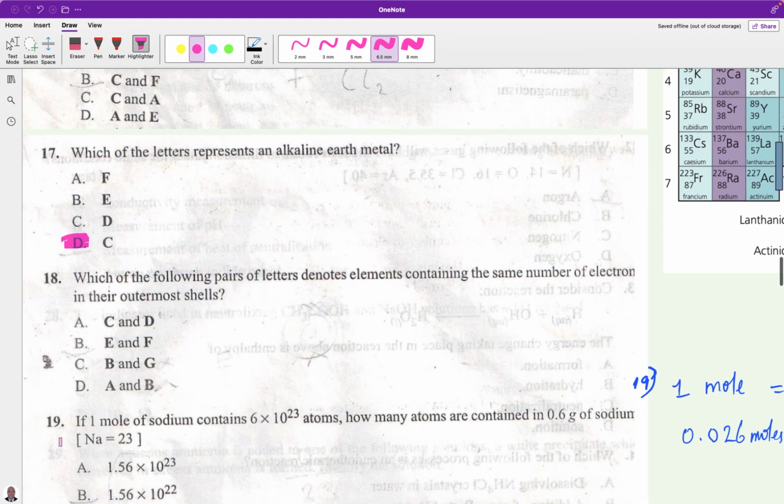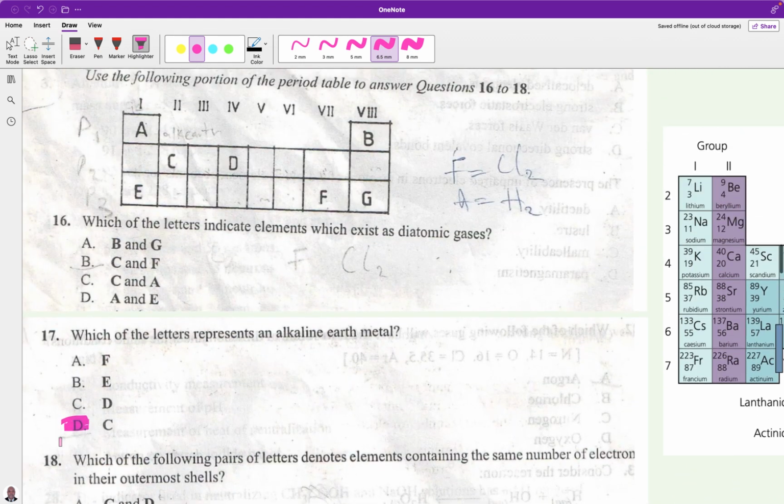Question number 18. Which of the following pairs of letters denote elements containing the same number of electrons in their outermost shell? Outermost means above 2 shells. Because if it was 2 shells, they would tell you their outer shell. But outermost is above 2 shells, should be 3 shells and above.